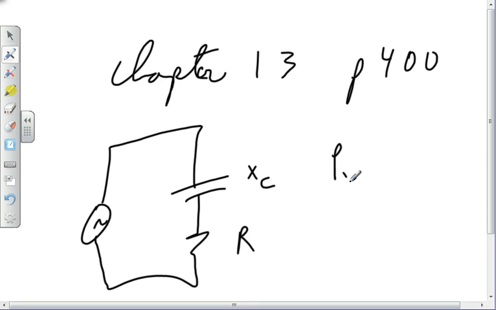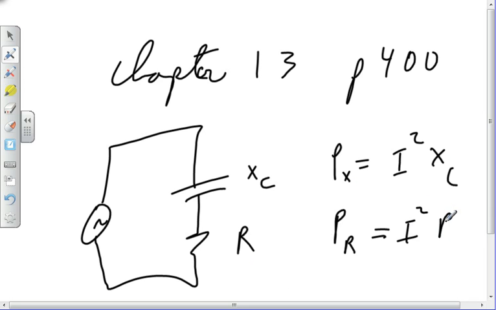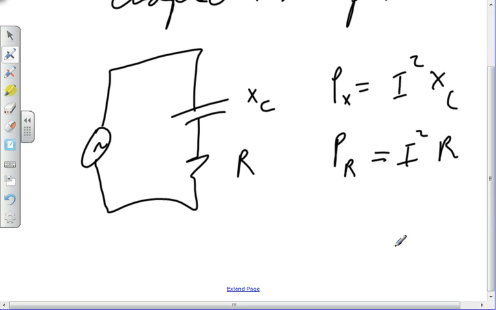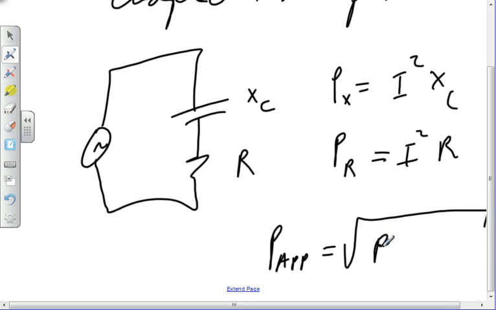The power in the capacitor is going to be I squared X of C. The power for the resistor is going to be I squared R. And did I leave anything out? And we have apparent power. So power apparent, which is what the meter is going to read going to your house, is going to be the square root of power across the resistor squared plus the power of the reactance squared.